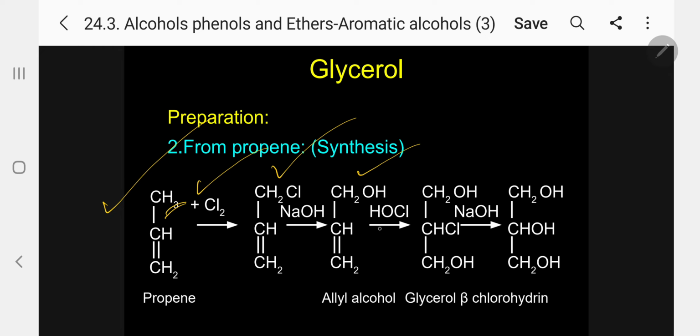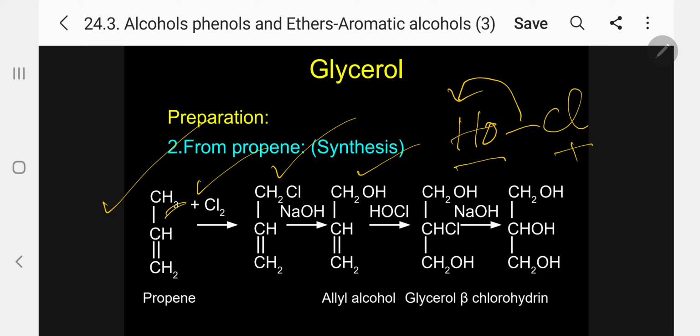Then when I add HOCl, hypochlorous acid, kindly follow. Here what will happen? This will undergo cleavage this way, OH minus and Cl plus. So when you add here, what will happen? Now in this case chlorine is added and OH is added, because the double bond is attracting this side. So the plus is added to OH, the minus is added to Cl.